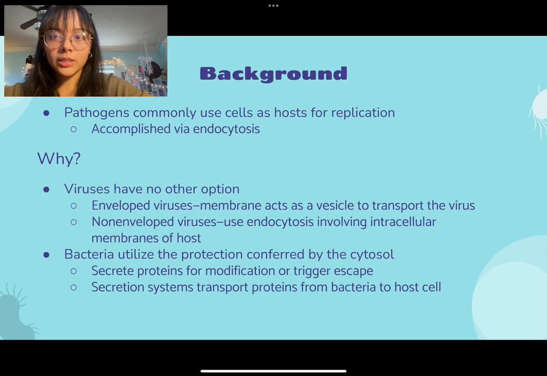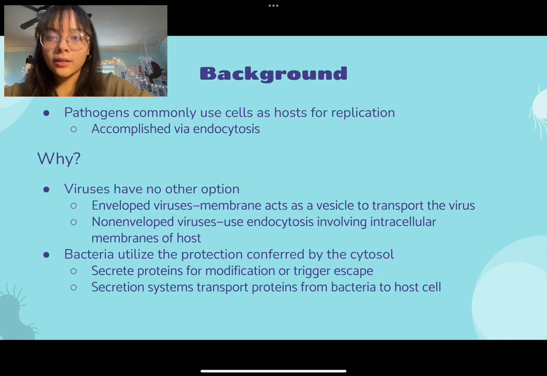Non-enveloped viruses utilize endocytosis involving the intercellular membranes of the host cell, whereas in enveloped animal viruses, the membranes act as a vesicle to transport the virus. Bacteria use endocytosis to utilize the protected environment of the host cell's cytosol. The bacteria secrete proteins such as toxins to bypass cellular defenses.